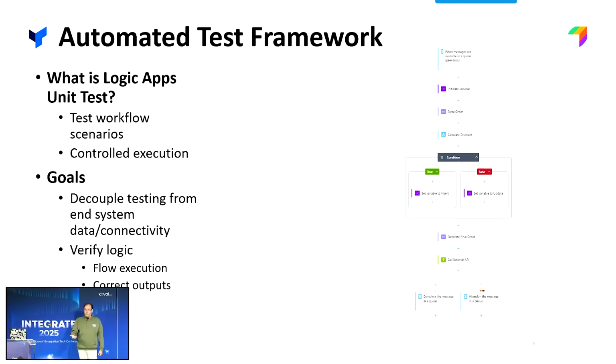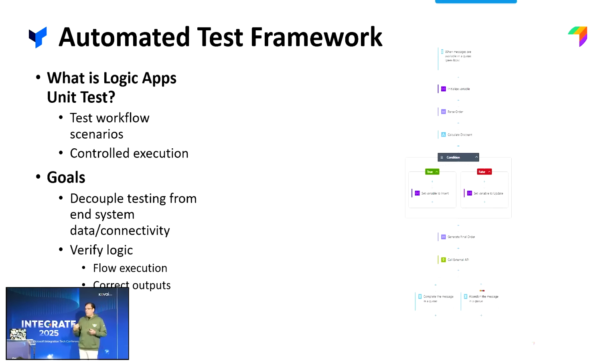But in order for you to do that, you need to control the execution, right? It's not like send data and hope that the calculate discount code, or Logic Apps that we have there, does what you wanted, because you want to test the logic on this. It's not an integration end-to-end test, it's the testing for that Logic App, right?